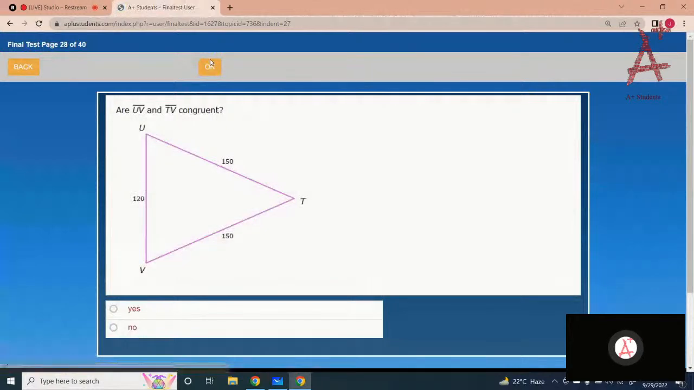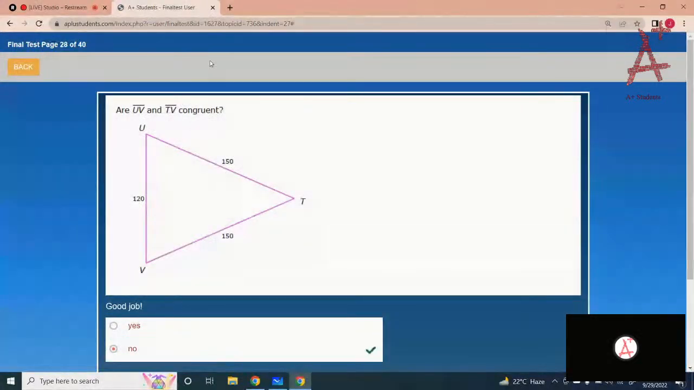Okay, the next one is, are UV and TV congruent? UV is 120 and TV is 150. No, they are not congruent. They have different side lengths. So they are not congruent. Got it? Select the correct option and click on the OK button.